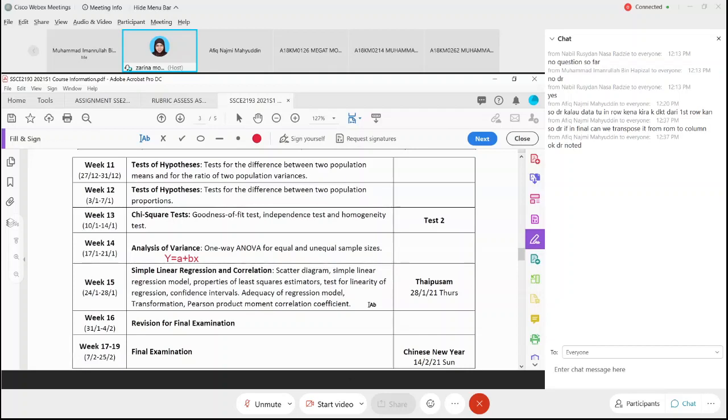But to measure the strength, you need the correlation coefficient, or the sample correlation coefficient R, so that you can give your suggestion on what kind of strength you have between Y and X. Is it very strong, moderately strong, or very weak and so on?